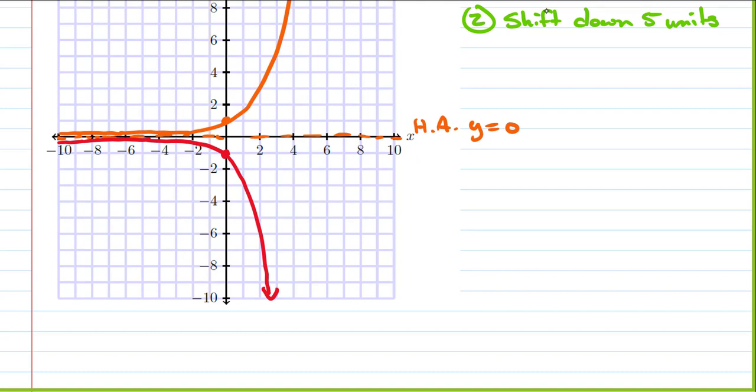So if it's at negative 1 and goes down 5 units, it's going to go to negative 6. This will also shift down the horizontal asymptote 5 units. So our new horizontal asymptote is y equals negative 5. So then our graph comes along the horizontal asymptote and then looks like this. So our graph contains the point 0, negative 6, has a horizontal asymptote of y equals negative 5, and was shifted down 5 units. Now we weren't asked this specifically, but what would its new range be?